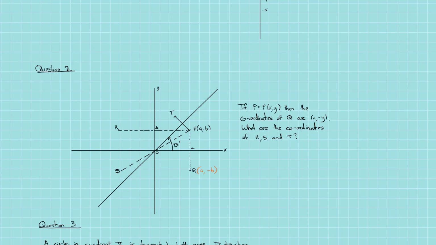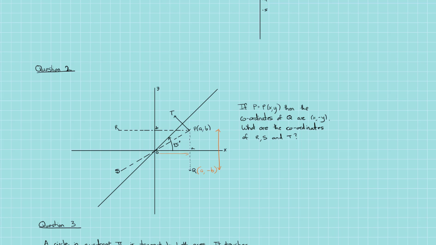And this makes sense because we're still at the same place on the x-axis, so the x-coordinate must stay the same, but on the y-axis we go from b all the way down to minus b. So we were here at b, we're down there at minus b. So those coordinates for Q make sense.